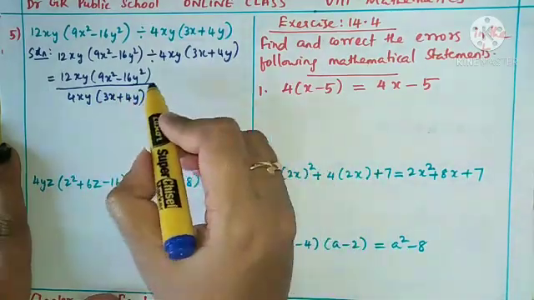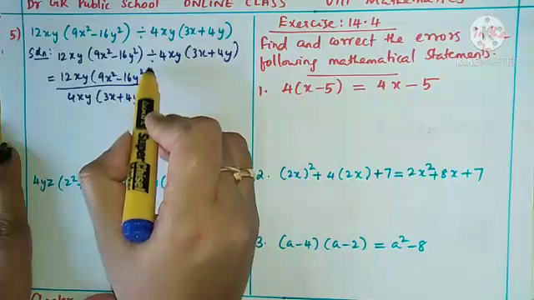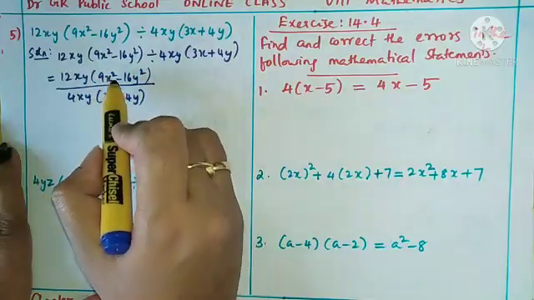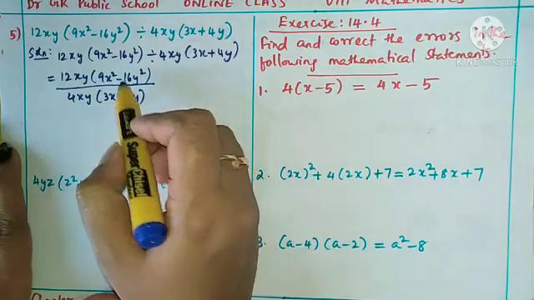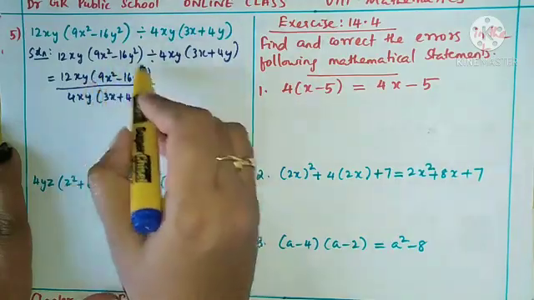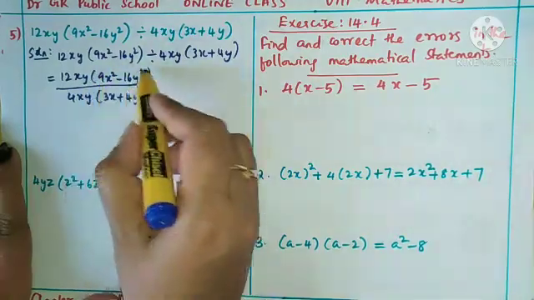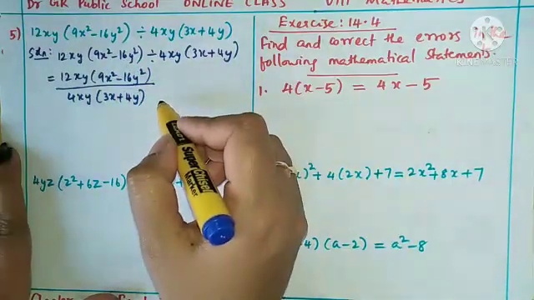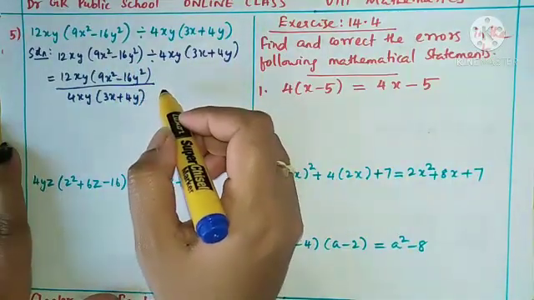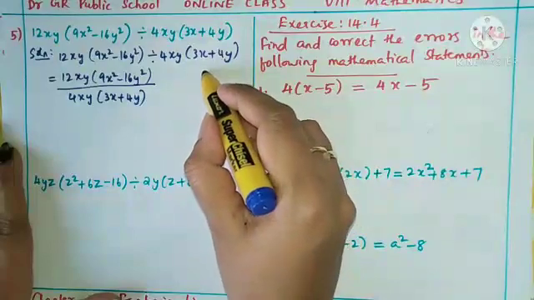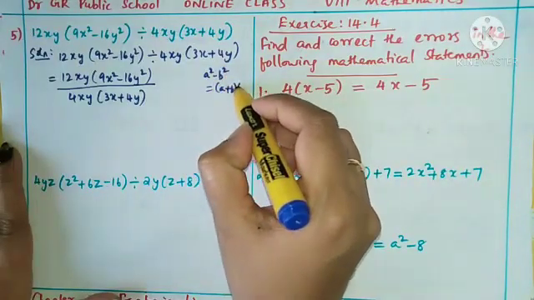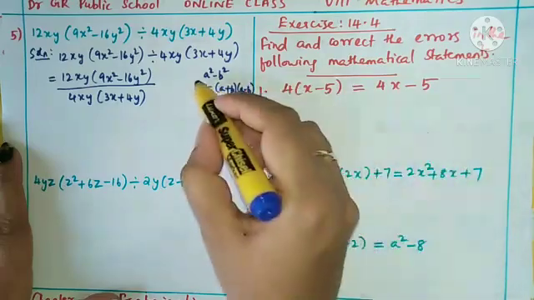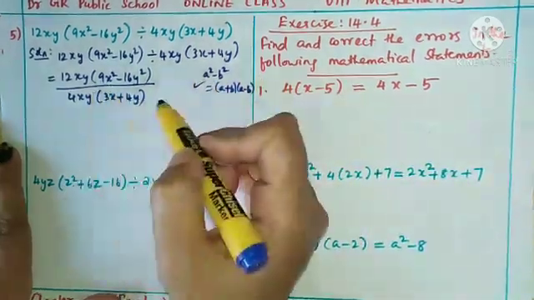Now you see this bracket in the numerator 9x square minus 16y square. Can you identify how we can simplify this numerator, this term? Yes, we have studied an identity. A square minus b square is equal to a plus b into a minus b. Okay, so this identity we are applying here.